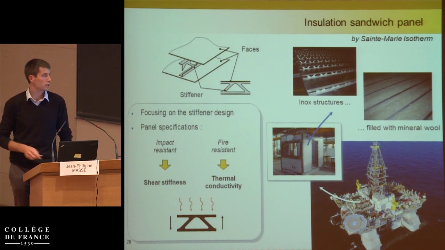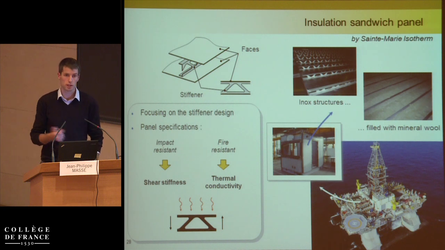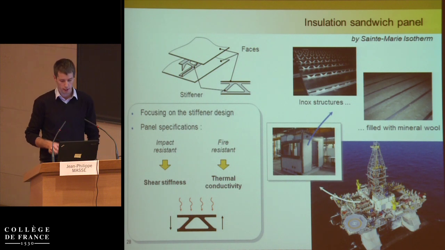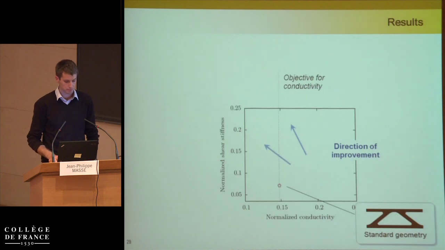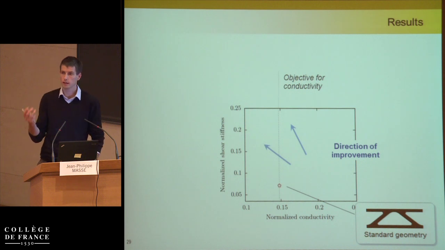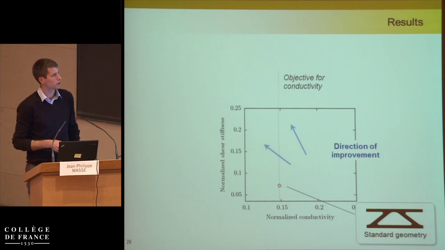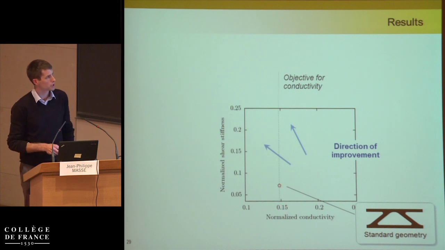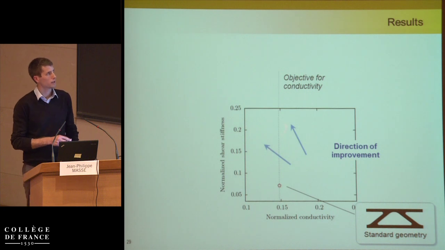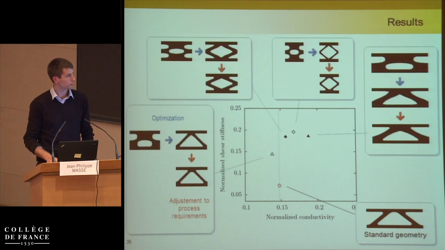And so the specifications are impact resistance, so shear stiffness, because we are only working on the stiffeners, and fire resistance, that means thermal conductivity. So that was the standard geometry, the actual product at the beginning of the study, and we wanted to improve it in this chart, which is shear stiffness versus normalized conductivity. So we want to go in this part of the chart.